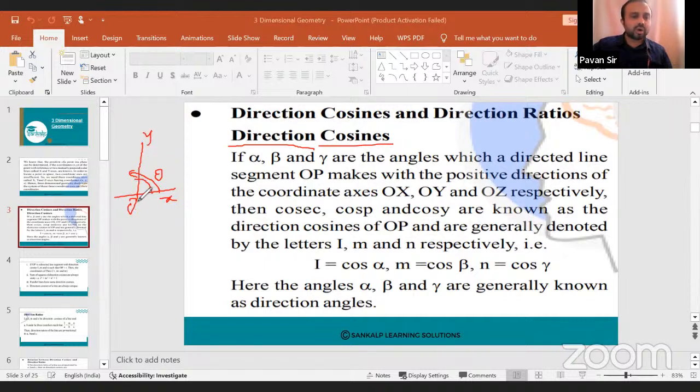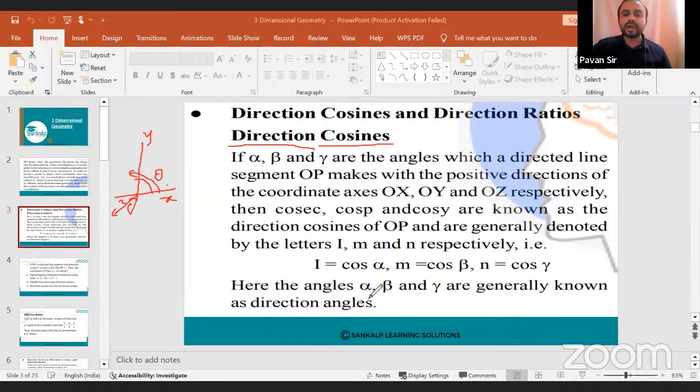So these are all considered the positive directions of the OX, OY, OZ axes. That is, OP is a line that makes angles with the positive direction of the OX, OY, OZ axes. Then it is denoted by the letters l, m and n. Even some books will refer to it as l, m, n. So here l is cos alpha, m is cos beta, and n is cos gamma.